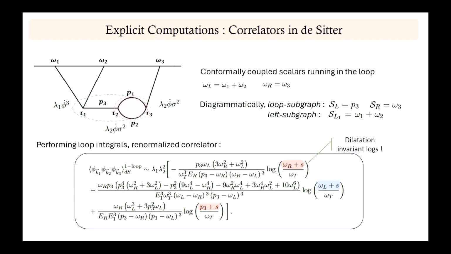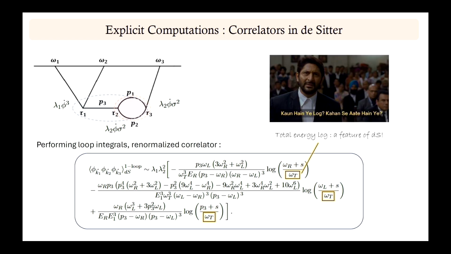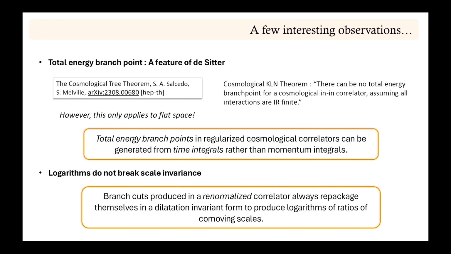Once again, you don't have any unphysical logarithms hanging around in the answer. This is the renormalized correlator. You have dilatation invariant logarithms, and you find a log omega t. Now, if I had the opportunity of telling you the rules, you would have seen that you don't actually get a log omega t from the roots. And interestingly, we find log omega t in all of our inflationary correlations. This is a feature of de Sitter.